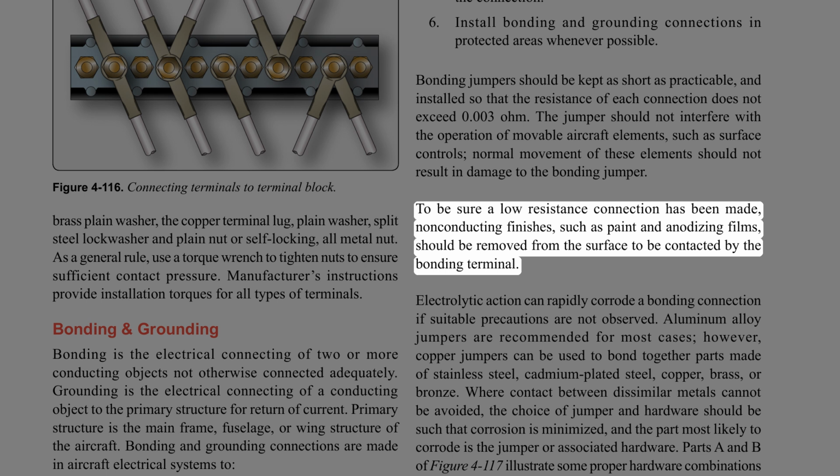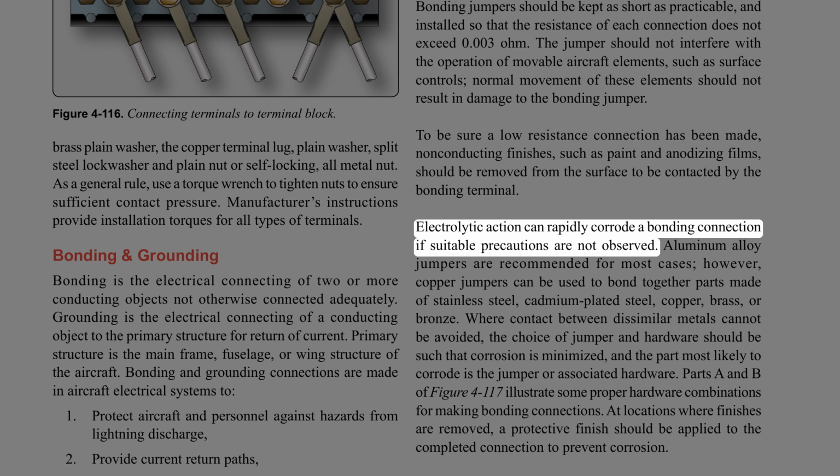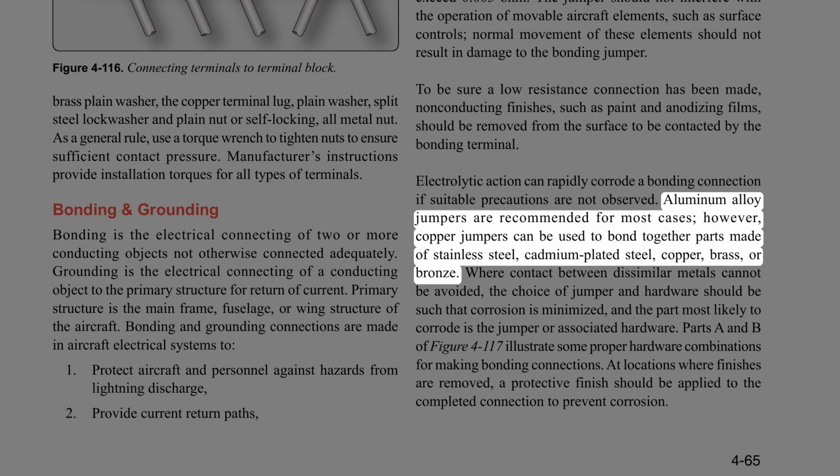To be sure a low-resistance connection has been made, non-conducting finishes, such as paint and anodizing films, should be removed from the surface to be contacted by the bonding terminal. Electrolytic action can rapidly corrode a bonding connection if suitable precautions are not observed. Aluminum alloy jumpers are recommended for most cases. However, copper jumpers can be used to bond together parts made of stainless steel, cadmium-plated steel, copper, brass, or bronze.